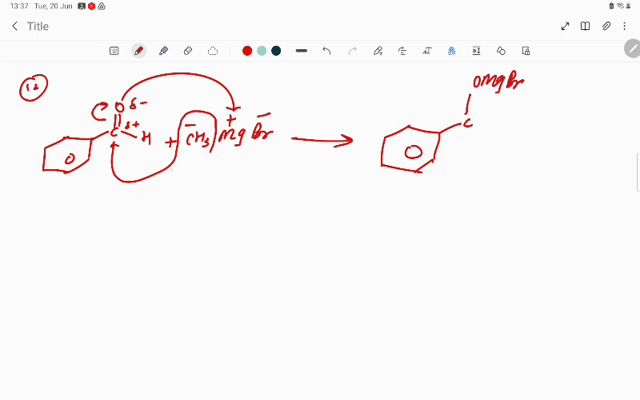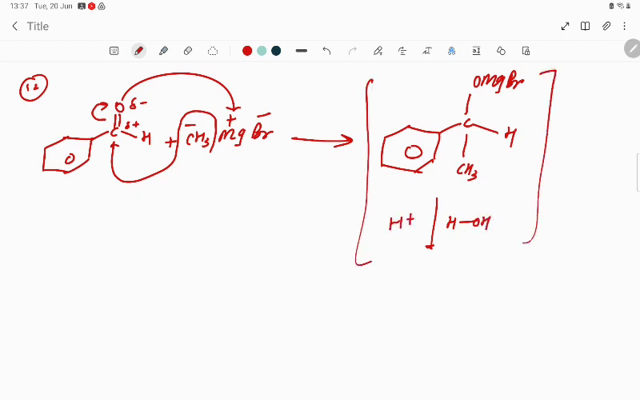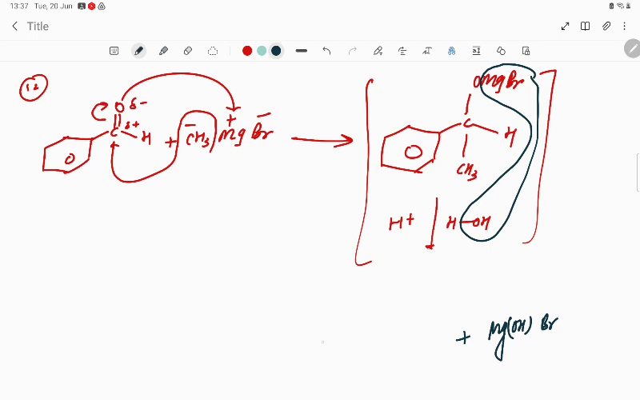Now friend, downside it is the CH3, friend, and here is the H. Now you are going to do HOH, here is the H plus, student, right? Dear student, it is going to be MgOH-Br. So here is MgOH and here is Br, plus what is our real product, student?